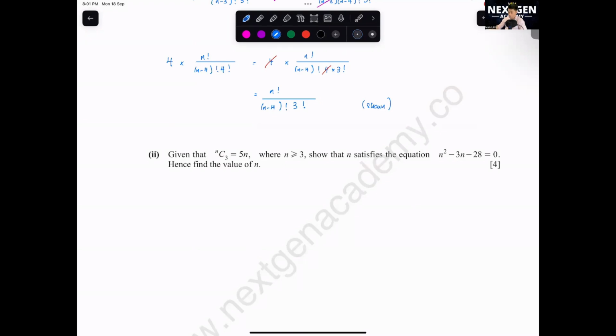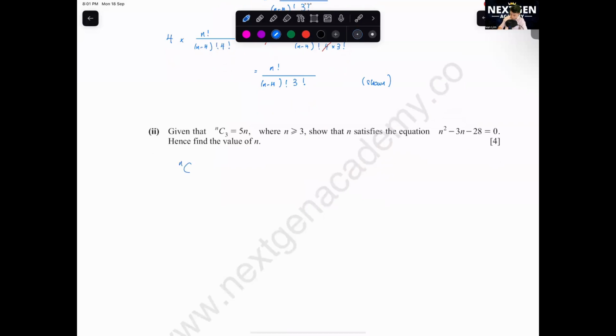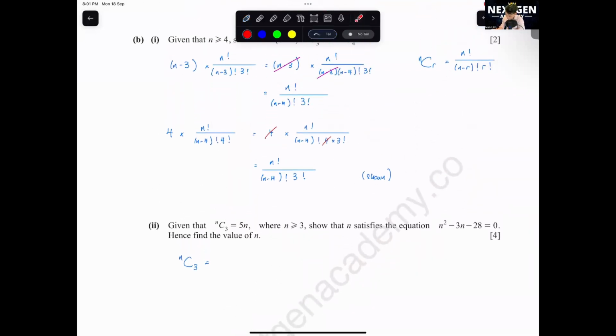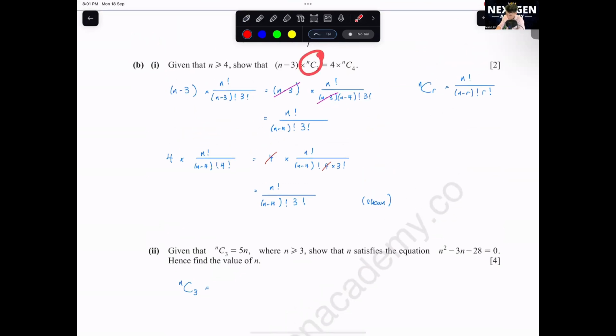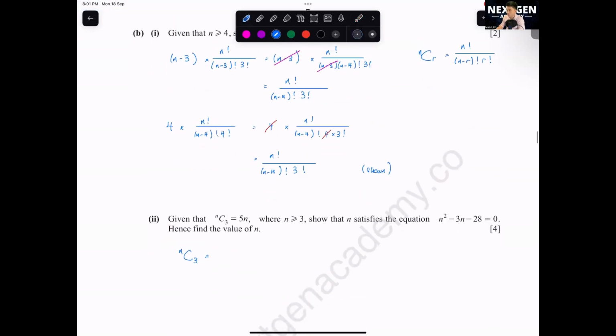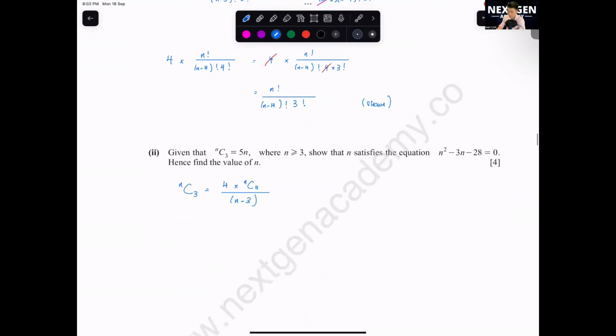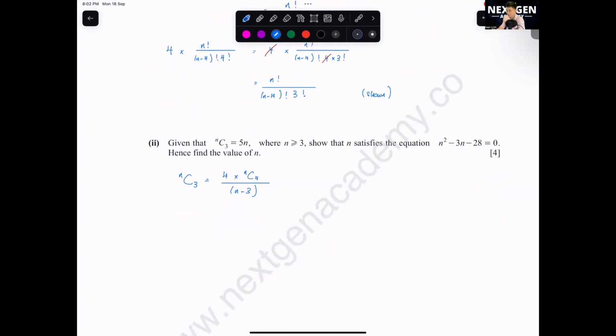So they give us like that. nC3, from the question above, I am going to use here. nC3 is equals to 4 times nC4 over (n minus 3). So I just open this up first. 4 times nC4 over (n minus 3). Okay, go and simplify it. We just go and solve it.